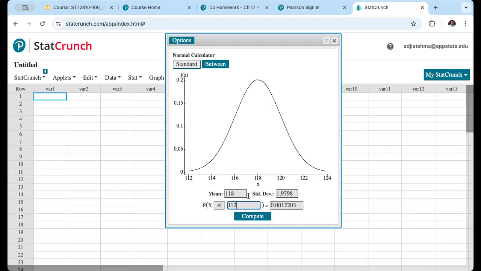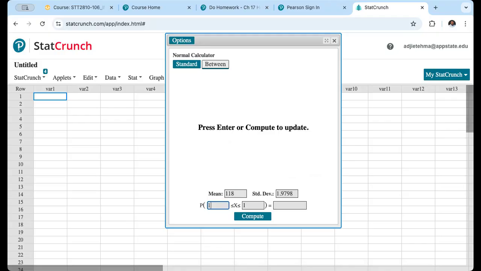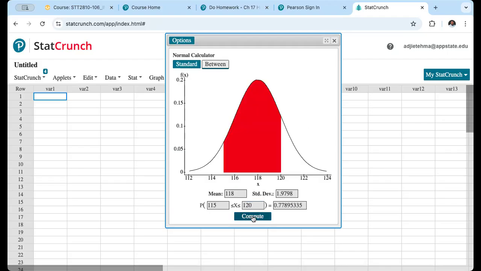Now let's get to the 3. We want to find between 115 and 120. To do that, we just click between, and then we check whether the mean and the standard deviation are still the same, and then we put in those figures. So 115 and then 120. When you do that, you get 0.7789.